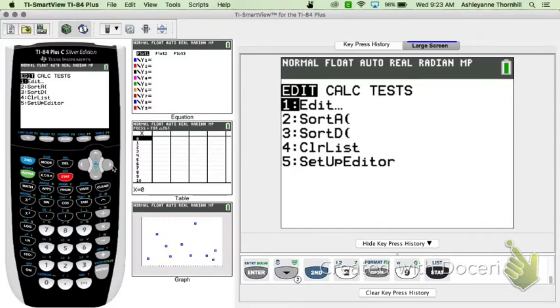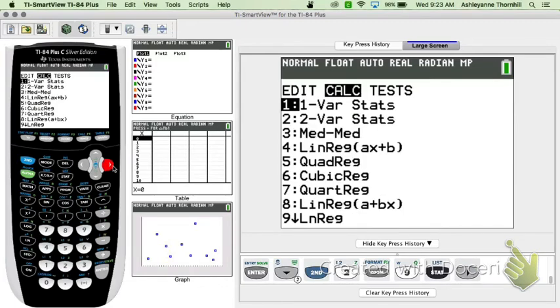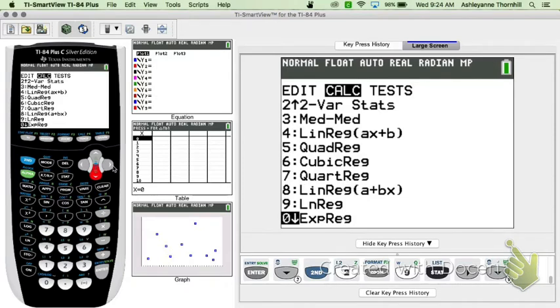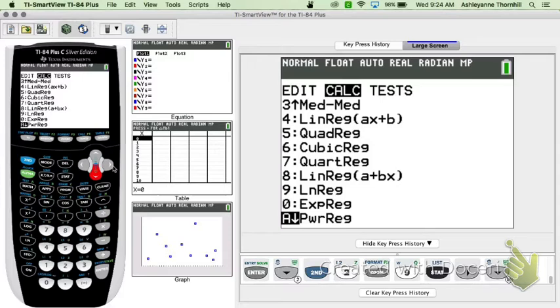I'm going to hit stat, calc, and then go down to option 8, linear regression. I'm not going to use option 4. If you can see the differences, 4 is ax plus b, and 8 is a plus bx. In statistics, we typically write the y-intercept first, and we call that a. We write the slope second, and we call that b. So you can use option 4, but it switches the variables, and sometimes it gets a little confusing.